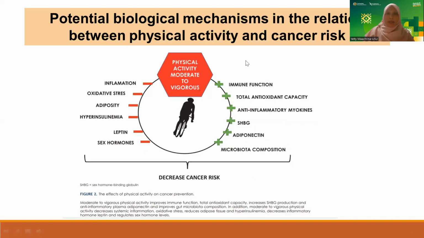And this is the potential biological mechanism in the relation between physical activity and cancer risk. Moderate to vigorous physical activity has positive benefits, like increasing immune function, increasing total antioxidant capacity, increasing anti-inflammatory myokines and adiponectin, reducing oxidative stress and hyperinsulinemia, affecting leptin, and also improving microbiota composition. Microbiota composition is very important to our gastrointestinal tract, and it can reduce the risk of colon or rectal cancer.